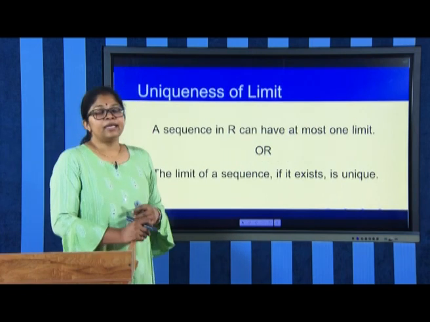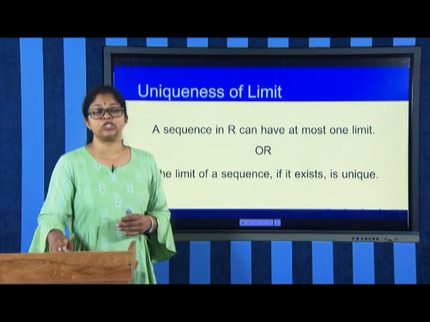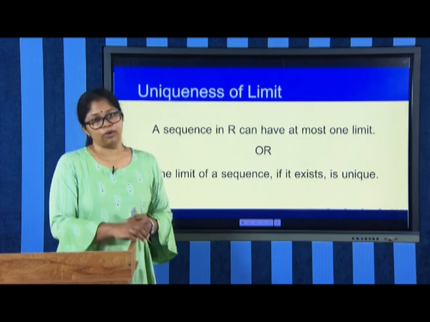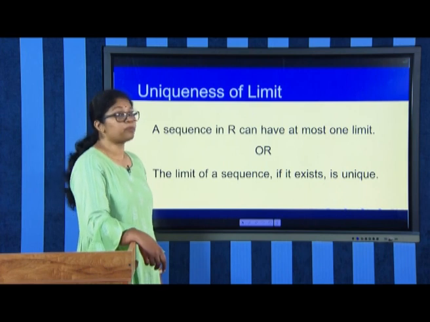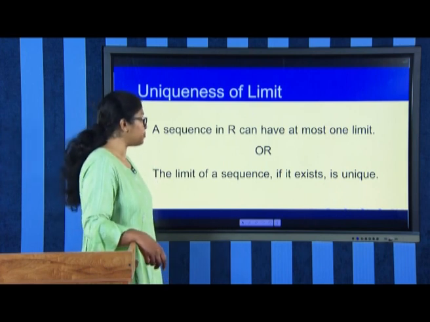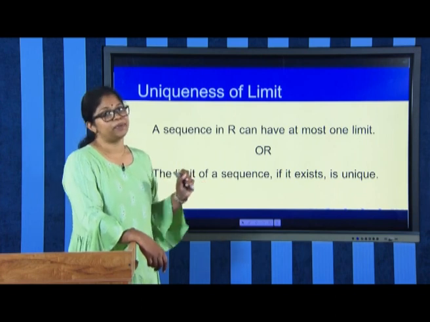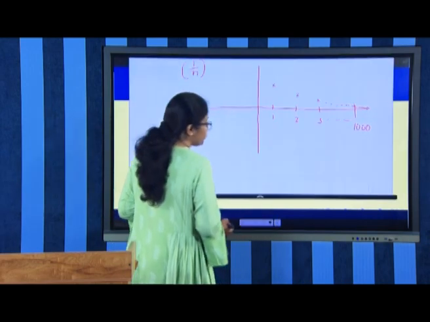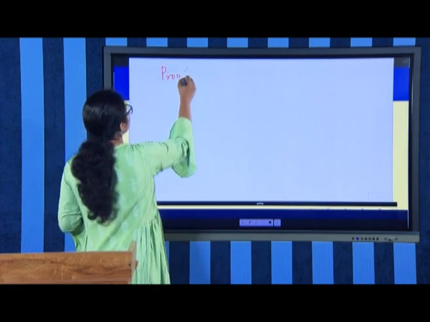Now, after defining a sequence, we are in a position to check whether, if the limit exists, it is unique or not. A sequence in R can have at most one limit. That is a very important result. The limit of a sequence, if it exists, must be unique. Let us see the proof of this result. Proof of uniqueness of limit.